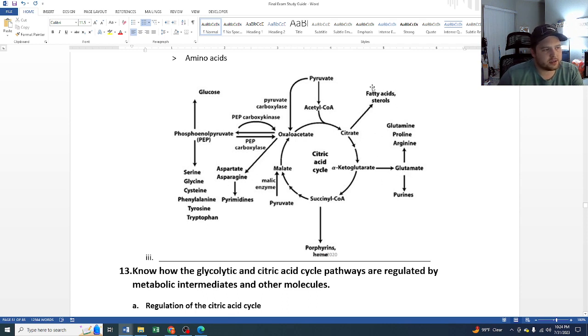Citrate goes to fatty acids and sterols. We'll learn more about that in the first couple units of Biochem 2. Alpha-ketoglutarate, we can get our purines. I would focus mostly on those. Again, oxaloacetate: I would know pyruvate to oxaloacetate, to phosphoenolpyruvate, PEP carboxykinase. Pyruvate to malate, citrate to fatty acids, and alpha-ketoglutarate to purines. Those are the ones that I would remember.